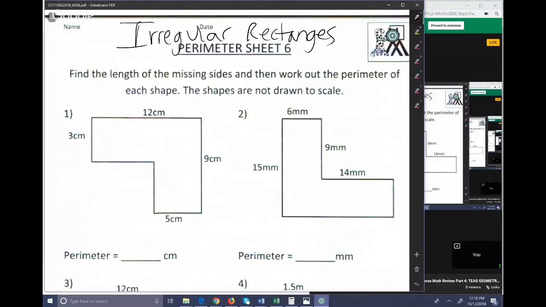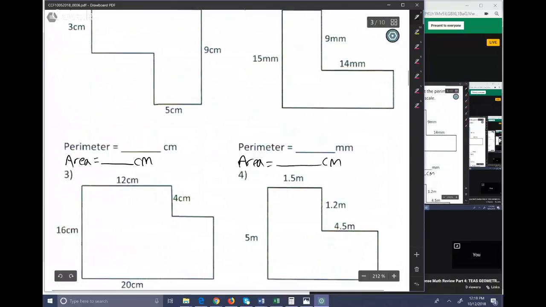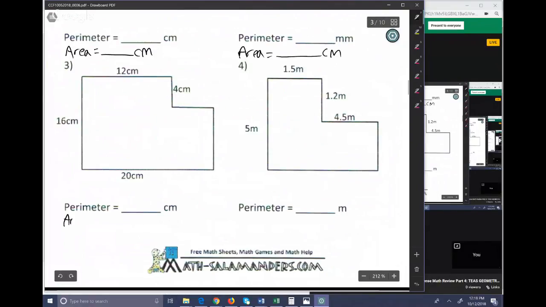The other thing to do on this one is add area. This is a perimeter worksheet. The only reason that I use this worksheet is it's really kind of time consuming for me to draw irregular rectangles and make them work out. For whatever reason, whoever was teaching with this worksheet just wanted them to find the perimeter.